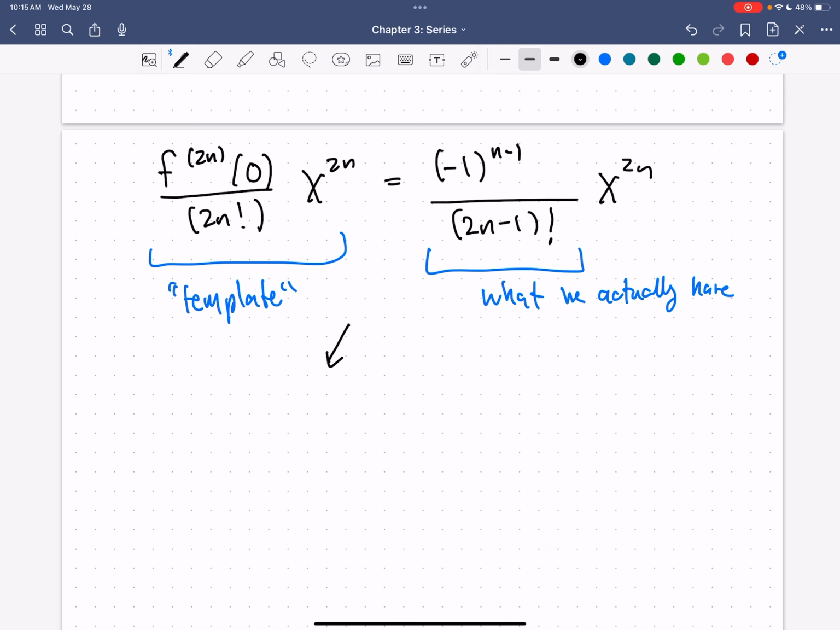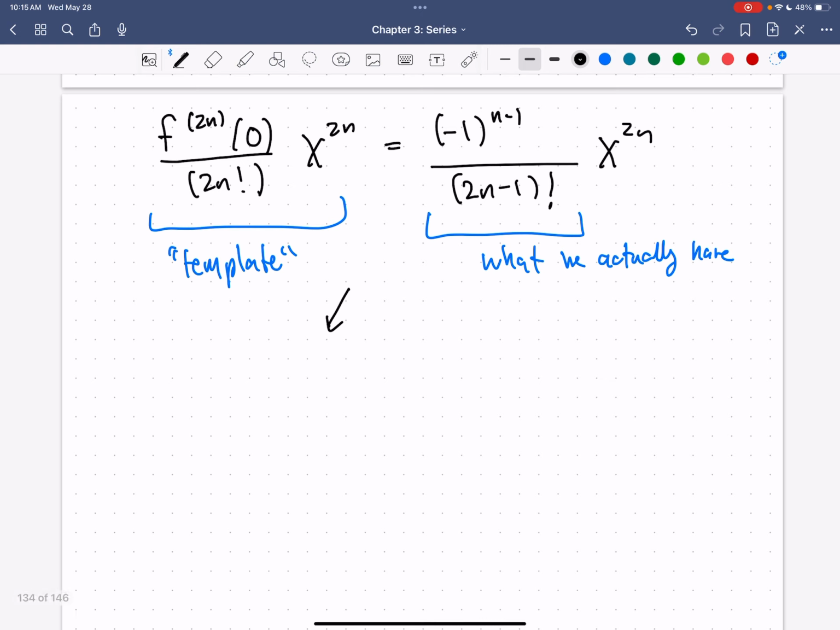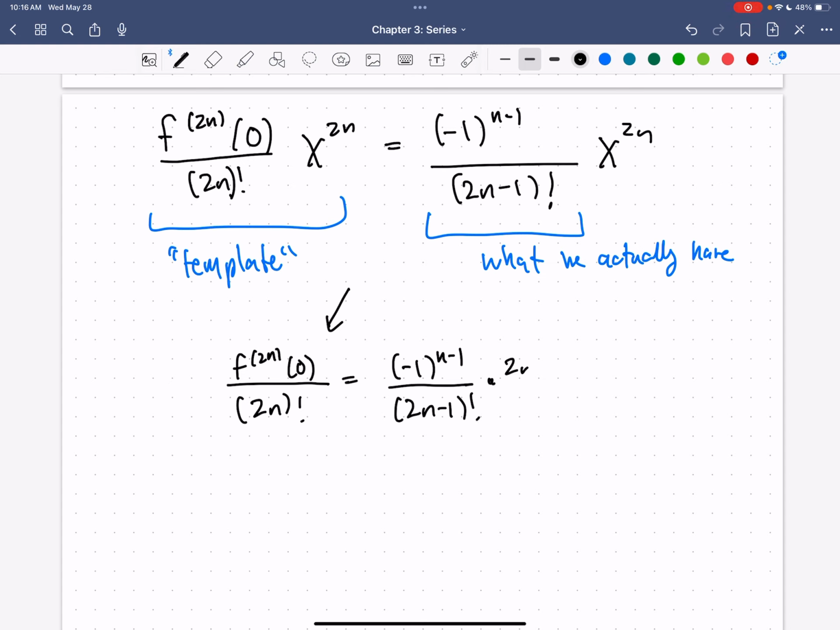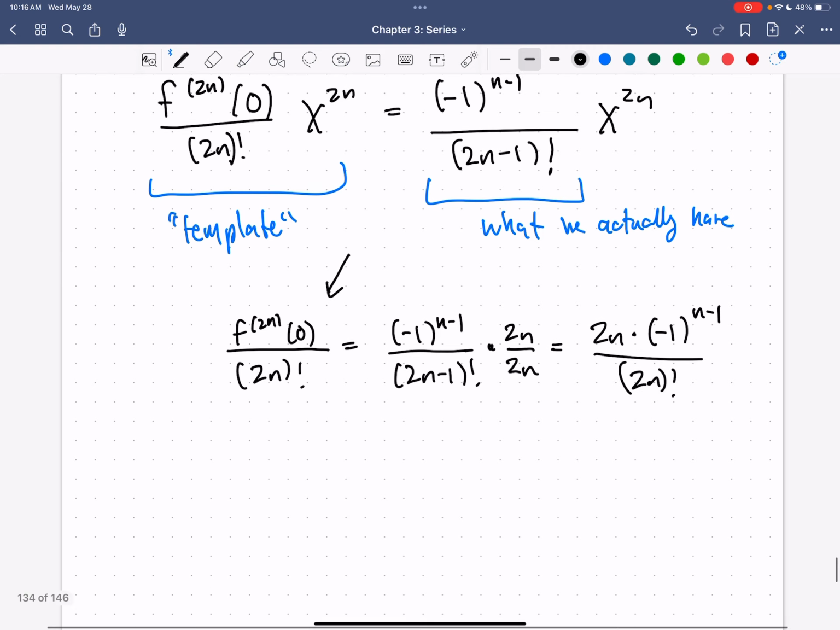Okay, let's ignore the x to the 2n's for now, because we're just looking at the coefficient. And so this tells us that f^(2n)(0) over 2n factorial should be equal to negative 1 to the n minus 1 over 2n minus 1 factorial. Times 2n on the top and the bottom, which gives us 2n times negative 1 to the n minus 1 over 2n factorial. And now these fit the same mold, you know?